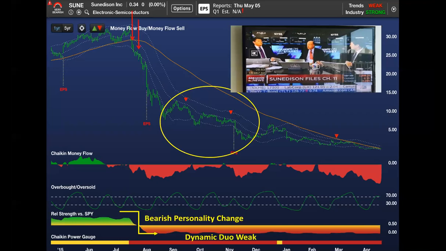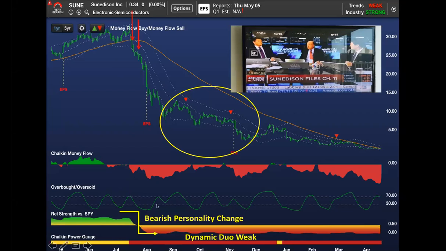SunEdison was the darling of the solar energy stocks. The hedge funds loved it. Merrill Lynch loved it. No knock on Merrill Lynch. But this chart begins in 2015 and ends in April of 2016. The stock peaked at about $30. Chaikin money flow turned red and stayed there. That tells us the institutions were selling the stock. Power gauge turned bearish, and you got a bearish personality change.